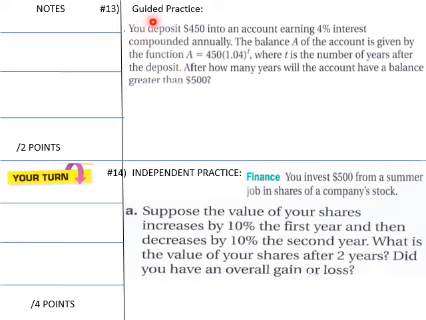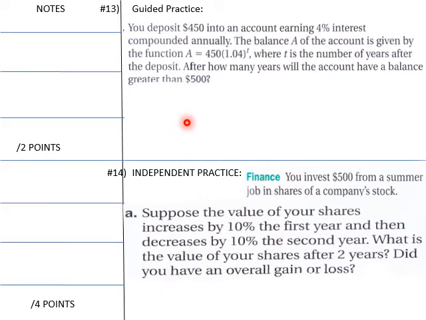Okay, let's try another example here. You deposit $450 into an account earning 4% interest, compounded annually. The balance A of the account is given by the function A equals 450 times quantity 1.04 to the T power, where T is the number of years after the deposit. After how many years will the account have a balance greater than $500?